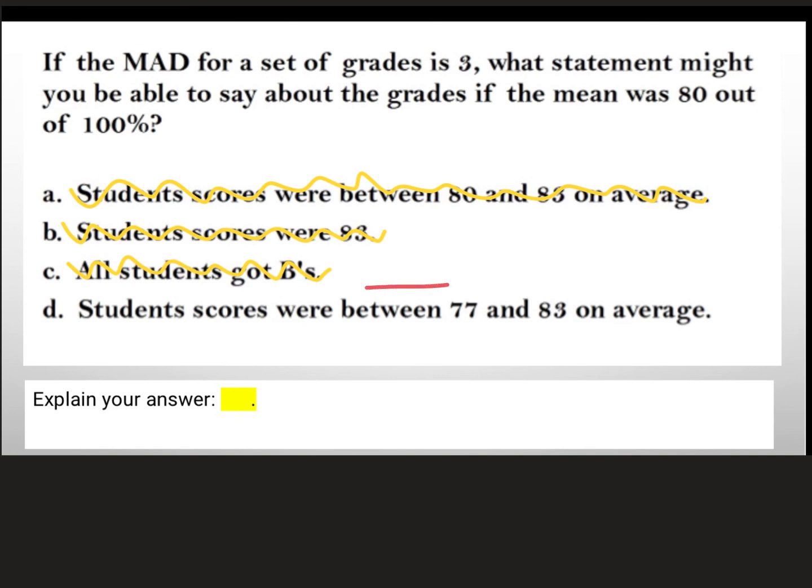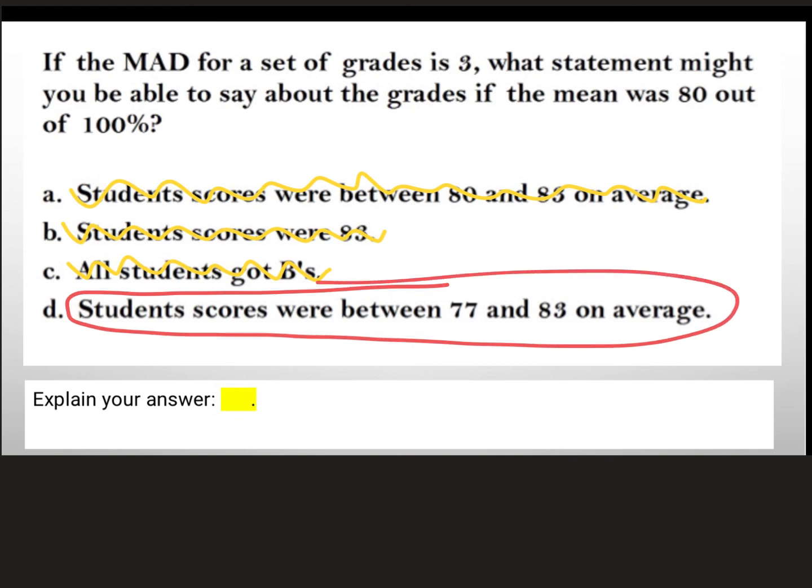Because 3 above 80 is 83. 3 below 80 was 77. That is the average deviation for the grades.